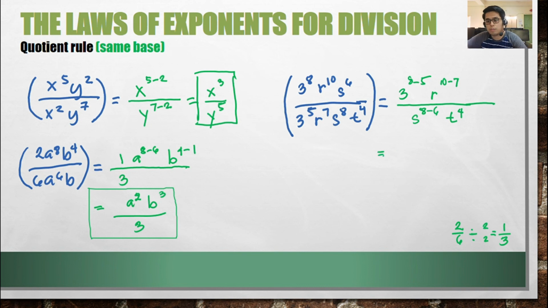Okay, then perform the operation. So, 8 minus 5 is cube or 3 r to the 3rd power over s to the 2nd power. Tama ba? Okay, tama. Then, copy t to the 4th power. Tapos naman yung aking sagot. Hindi pa. Meron pa tayo dito. Kailangan pa natin evaluate yan. So, 3 cube is 27. So, copy r cube and s square t to the 4th power. Okay, yan yung ating final answer.